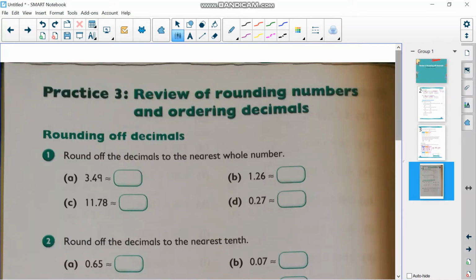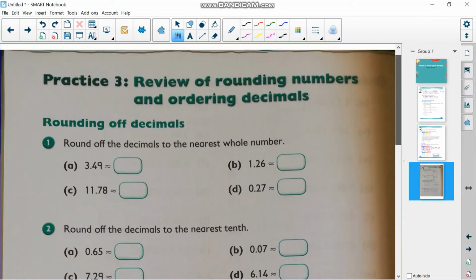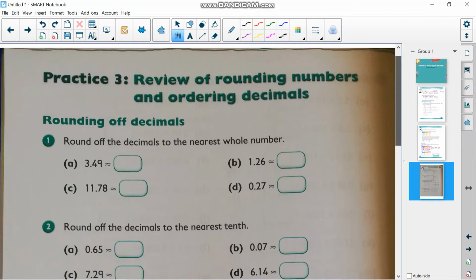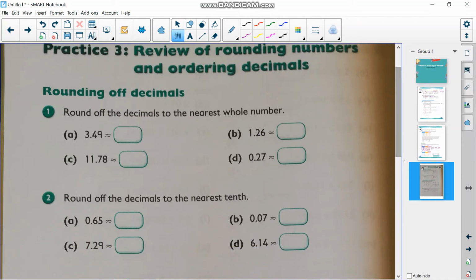Let's go to your workbook. So it's almost the same with the student book. Number 1, round off the decimals to the nearest whole number. By the way, this symbol means is approximately equal to. We use the symbol for rounding off numbers in whole numbers and in decimals. So again, it means is approximately equal to.